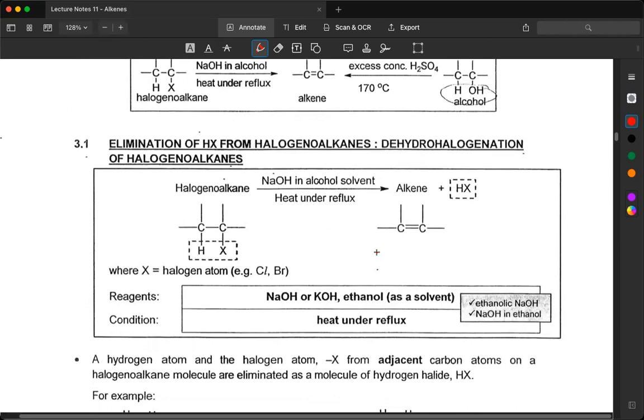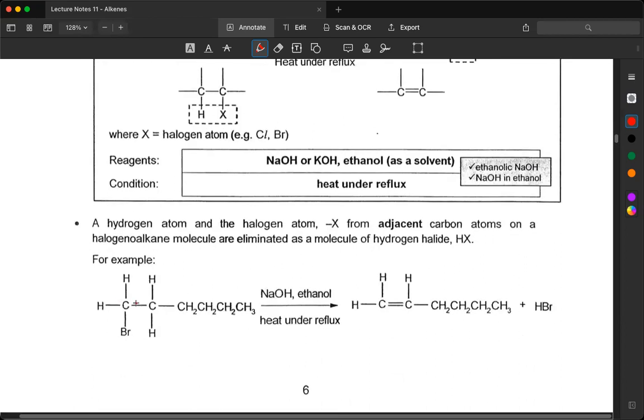So this is how it can be done. Let's start with the halogenoalkane. So this is the reagent and condition. Make sure you remember. The sodium hydroxide has to be in alcohol solvent or ethanol. You can use either potassium hydroxide or sodium hydroxide.